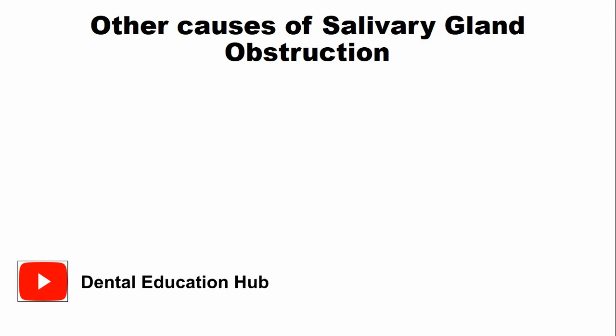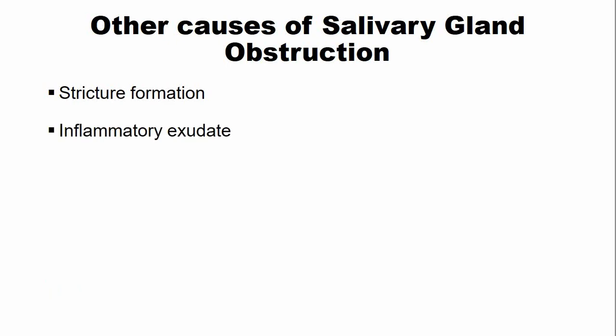Now, salivary gland obstruction is not always because of stones. Sometimes it occurs because of other reasons. For example, stricture formation, and a stricture within the duct is formed because of chronic trauma and fibrosis, because of an ill-fitting denture or trauma. Sometimes the inflammatory exudate or pus also causes obstruction within the salivary gland. And sometimes fibrosis or cancer also causes obstruction within the salivary gland. So these are some of the causes, other than salivary gland stones, that cause obstruction of the salivary flow.